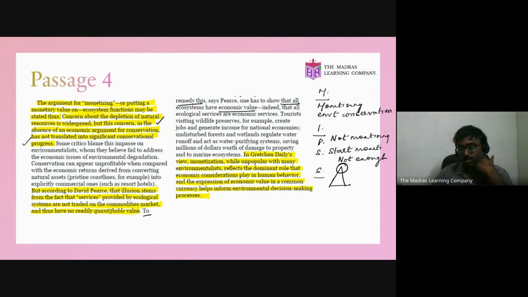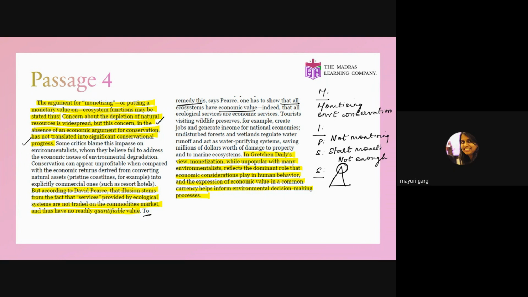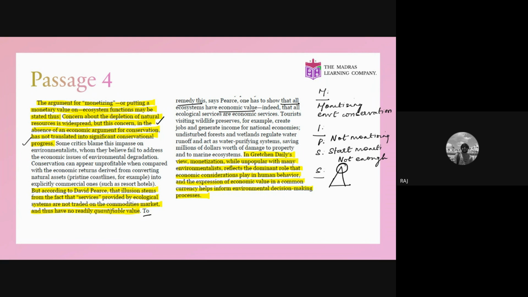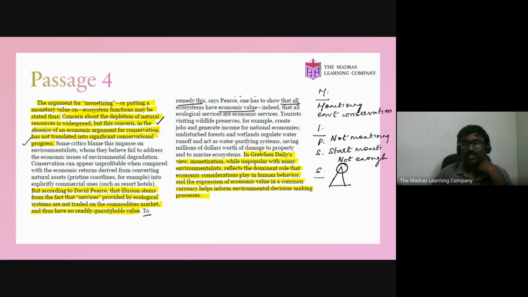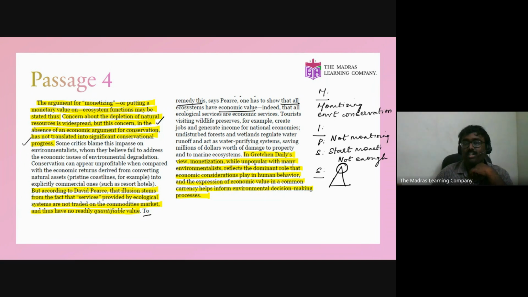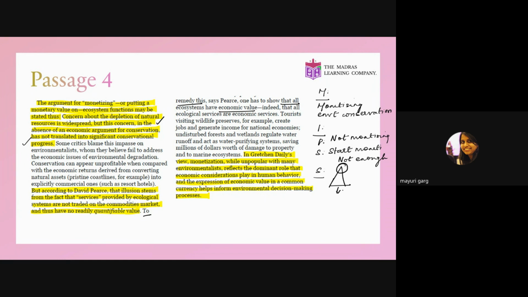Okay. Is it a single opinion or multiple opinions? Single opinion. Raj? Multiple opinions. Why? David Pierce, Gretchen Daly's view. Yeah, that's many people. Structure in this case is where the author's central opinion is. Single opinion or multiple opinions just tells you how many opinions are there in the passage. It's not about the author's opinions. The author will always have one opinion. But different people are coming and giving the same opinion, right?